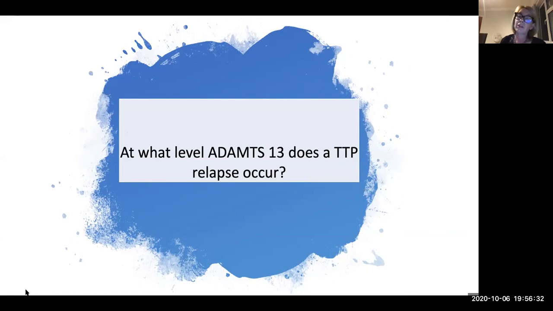So at what level ADAMTS13 do you need to have for a relapse to occur? It's the same as with an acute episode. It's less than 10% or 10 international units per deciliter, and often it's less than 5. So it's exactly the same as an acute TTP episode.